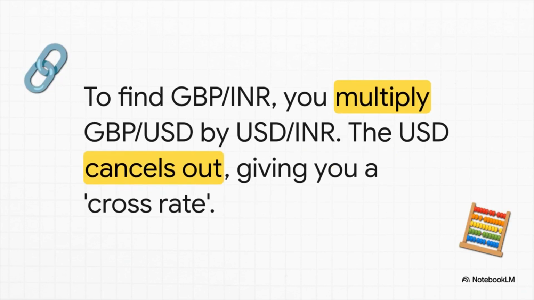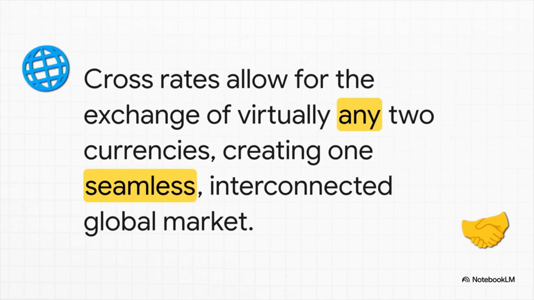The solution is this elegant little piece of math called the chain rule, which gives us something called a cross rate. You basically just multiply the pound to dollar rate by the dollar to rupee rate. And, like magic, the US dollar in the middle just cancels itself out, and what you're left with is a perfect calculated rate for pounds to rupees. It might seem like just a simple calculation, but this is the very mechanism that stitches the entire global currency market into one single interconnected system. It's what makes it possible to find a price for pretty much any currency pair on the planet.